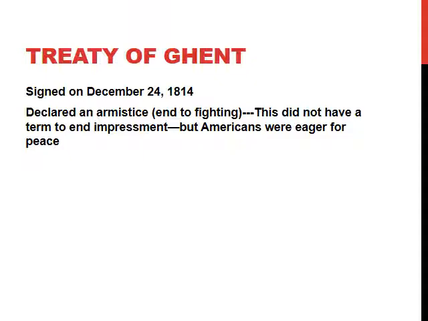The Treaty of Ghent ended the War of 1812. It was signed on December 24, 1814 in Ghent, Belgium. This treaty declared an armistice, or an end to fighting. This means there was no clear victor of this war. It also did not have a term to end impressment, but many Americans were eager for peace.